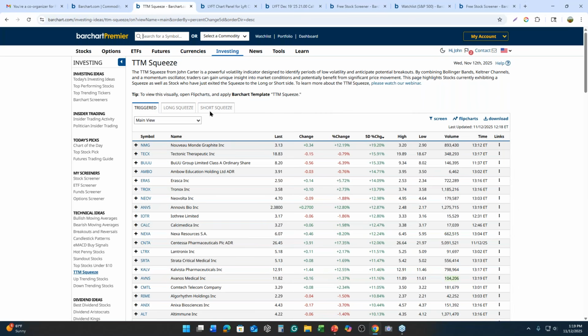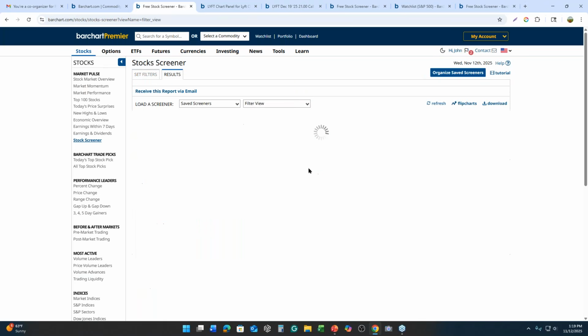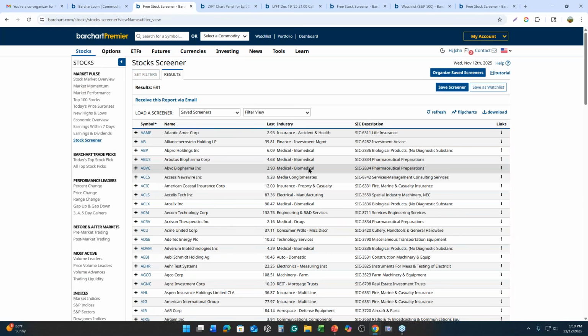Now, why did I say this is important to be a Barchart member or subscriber? Because if I go here, I can screen on this and I can add additional filters. We'll look at something like options, or something as simple as a new monthly high or a new monthly low. But once I get those results, depending on what fundamental or technical information I want to screen on in addition to the TTM squeeze, I could save this screener. I could name it.